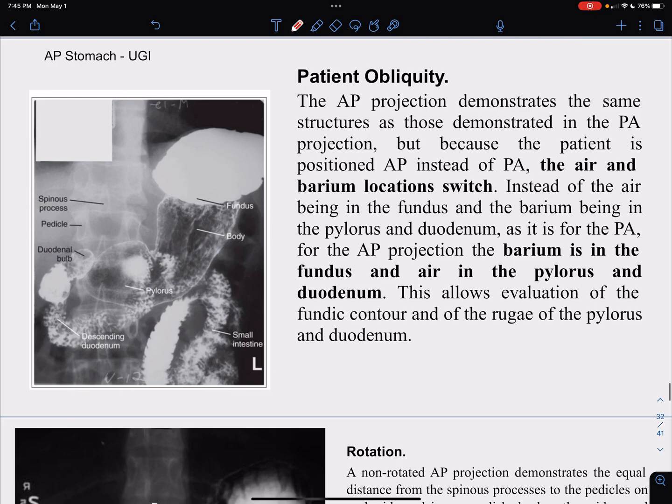This is again just talking about patient obliquity. The AP projection is going to demonstrate the same structures as those demonstrated on the PA. However, of course, the barium location switches. So this is an AP stomach, patient supine. And of course, this is barium pooling here. So we know that the patient's supine.